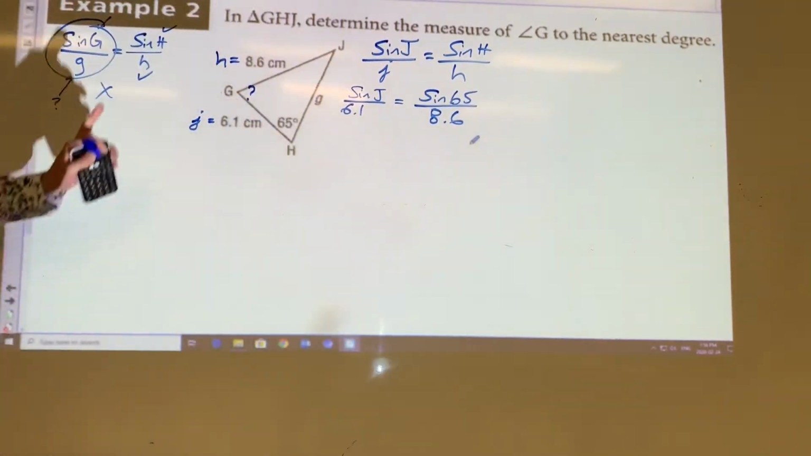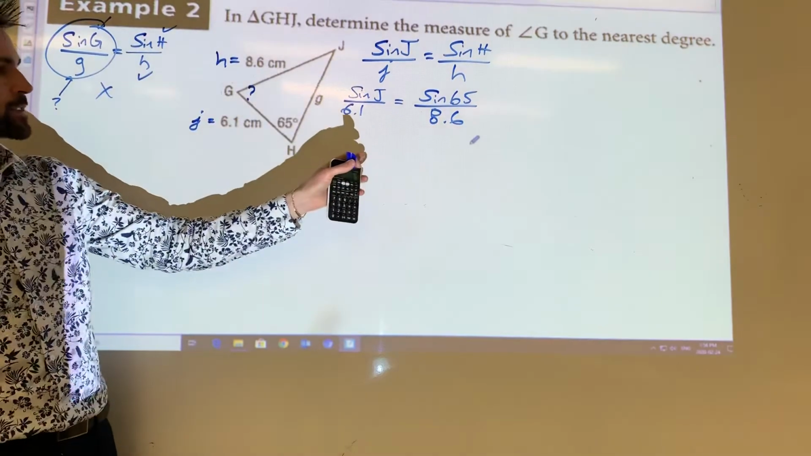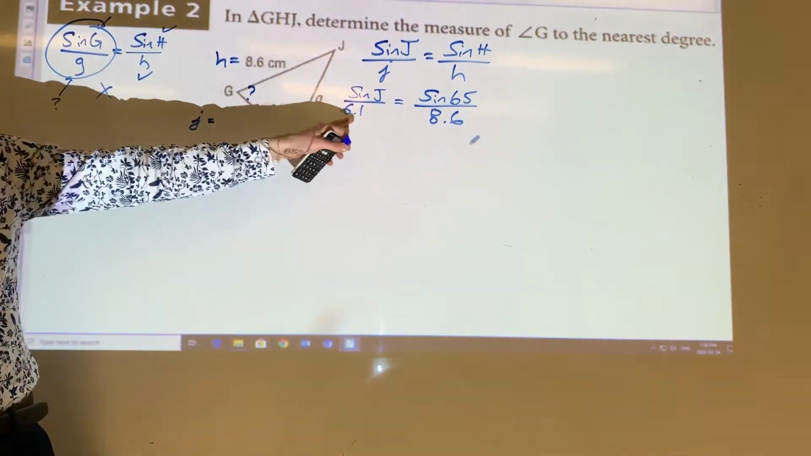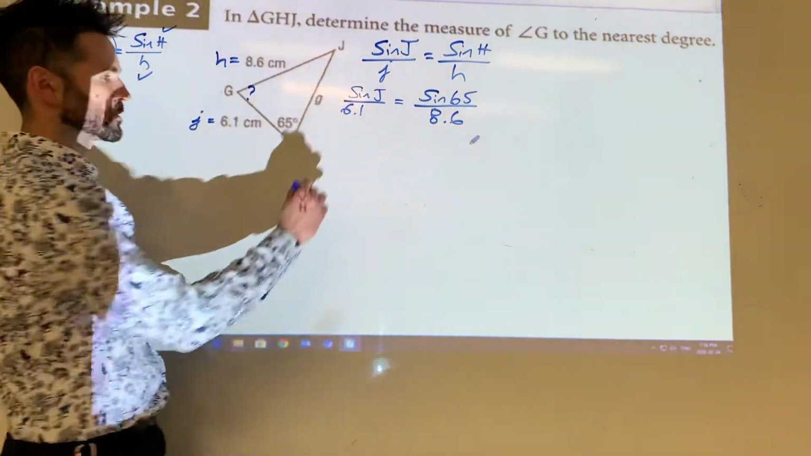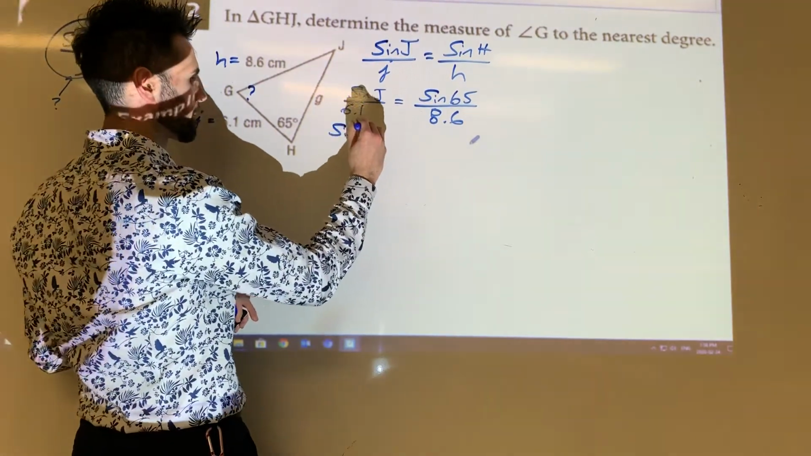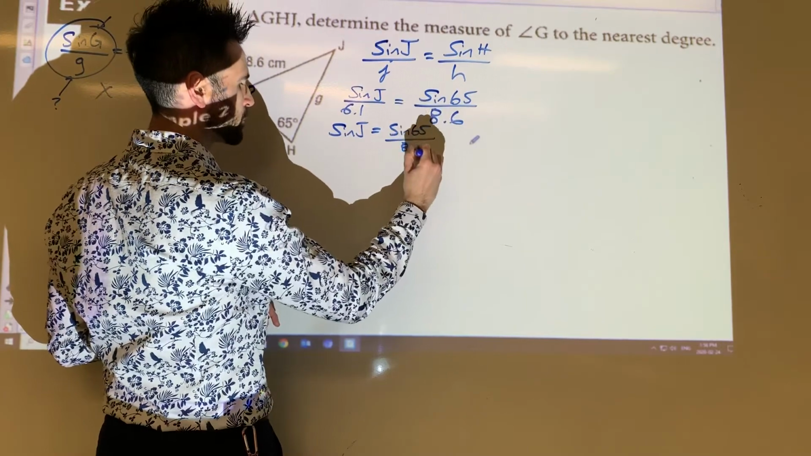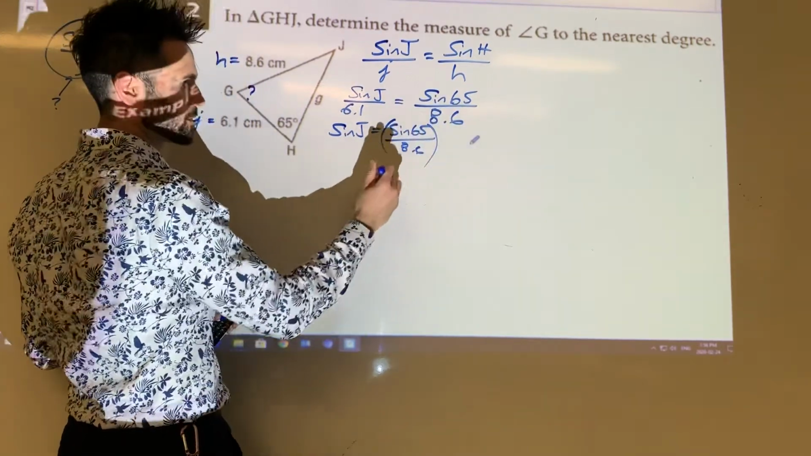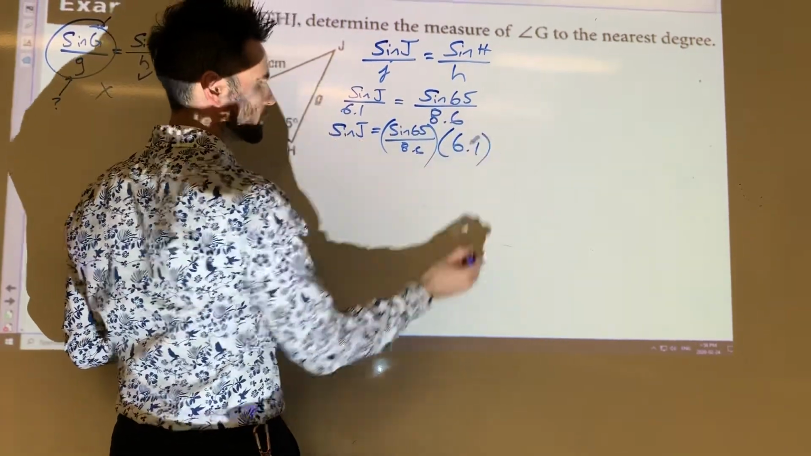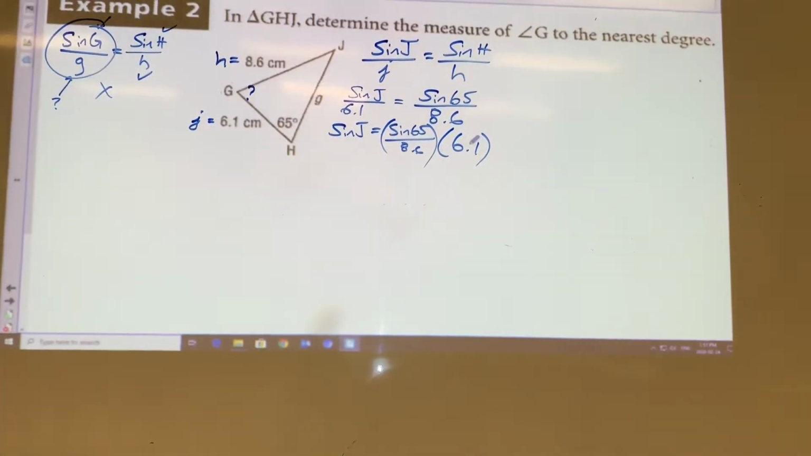Now, if you use this version of the formula, all the questions are kind of the same. Now I need to multiply by whatever's over here. So I'm going to multiply both sides by 6.1. So I get sine 65 over 8.6. Throw brackets around that whole thing and multiply it by 6.1. Now here's the $1 million question.